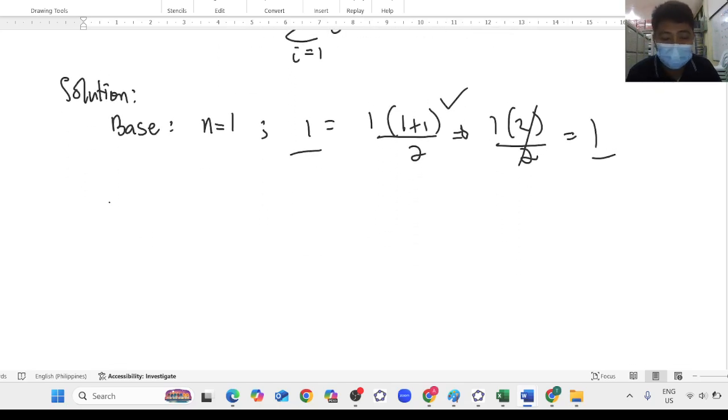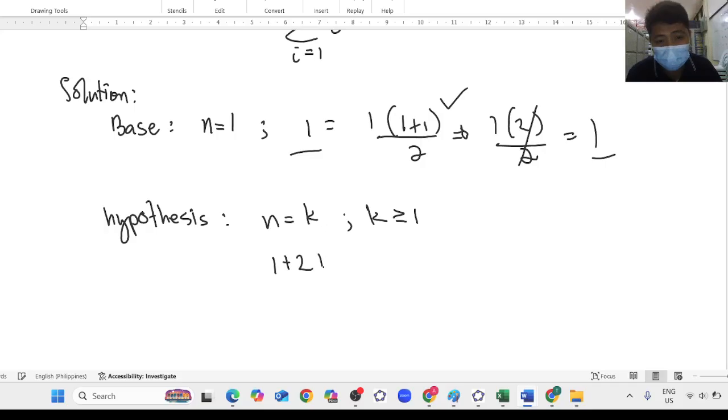Now let's go to the induction hypothesis, or the HOI. It says that for n equal to k, such that k must be greater than or equal to 1, we have 1 plus 2 plus 3 up to k, and that is equal to n times, oh sorry, it's k.